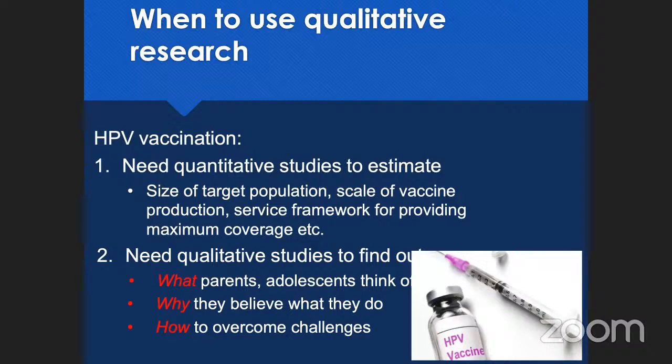So when can we use qualitative research? For example, in vaccine studies, we need quantitative studies to estimate the size of the target populations, the scale of vaccine production, and the service framework for providing maximum coverage of doses. While we need a qualitative study to find out what, for example, the parents or the adolescents think about this vaccine and why they believe what they do, and how to overcome these challenges in order to have a better implementation of such interventions.